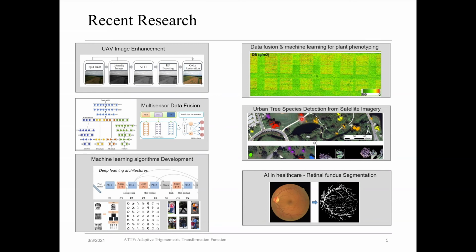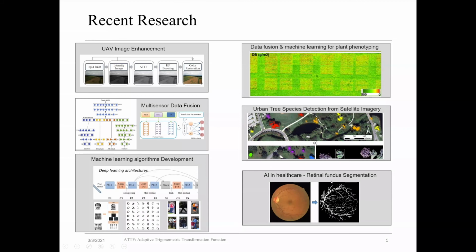Here I'm showing one example of urban tree species detection from satellite imagery. As you can see, the colored portions are different tree types, so we use different colors to indicate different tree types. From this imagery, it's really hard for a human to identify tree types. But we can use advanced machine learning algorithms that can automatically detect the object and also recognize what type of tree it is. So this is one of the areas I have worked in.